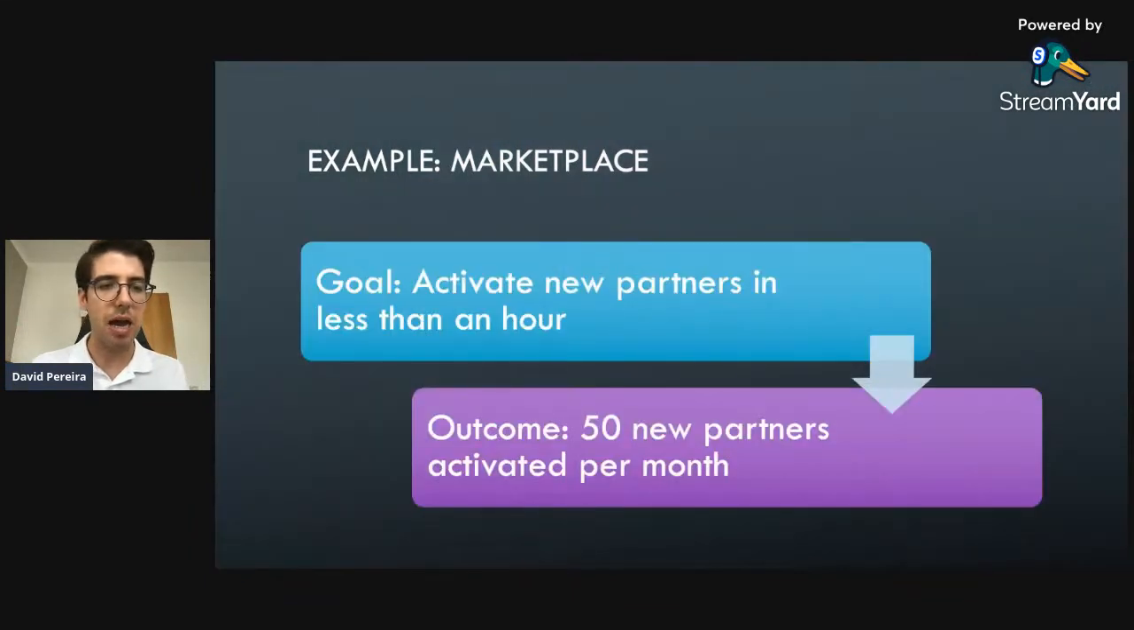And what is the expected outcome for this? 50 new partners activated per month. So you can measure that. Partners are activated and they can sell products with us. And an activated partner is someone who has sold at least one product. So we wanted to have 50 new ones per month. Challenging, right? I remember when I shared this goal with developers, they looked at me and said, this is simply impossible. We cannot do that with our technology and so on, and we have a lot of things to do.